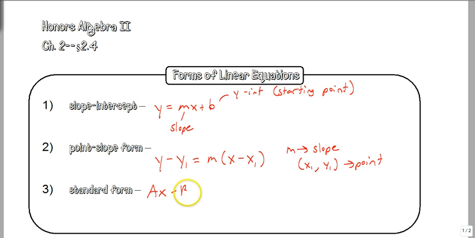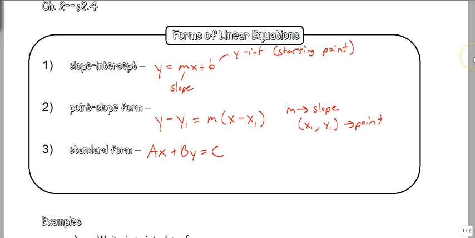Ax plus by equals c. Now, I know on the problem with the notes yesterday, we made just a general standard form equation with the sweatshirts and t-shirts, but we didn't follow all the things that you'll have to do when you're just working with equations. With standard form, a, b, and c are all integers, no fractions, and a has to be positive. Okay, and we'll go through this as we go.